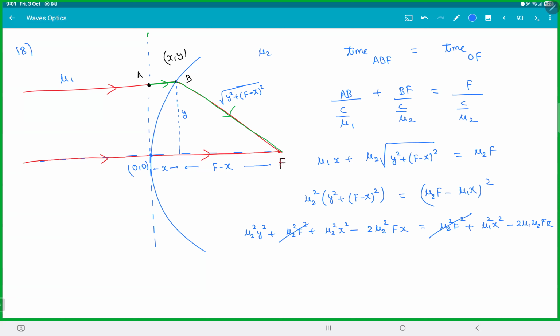This guy and this guy are gone. Bring all x terms to one side. That will be mu2 square minus mu1 square X square plus mu2 square Y square minus X into 2 mu2 square F minus 2 mu1 mu2 F is equal to 0. If you see this carefully, I can actually adjust this. I can write something like x minus h whole square by a square plus y square by b square is equal to 1. Can I do that?